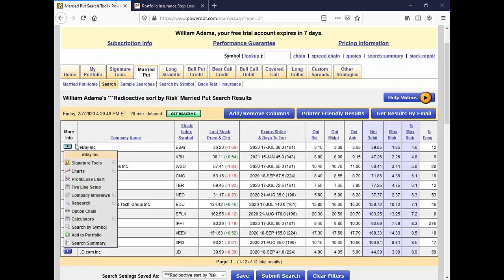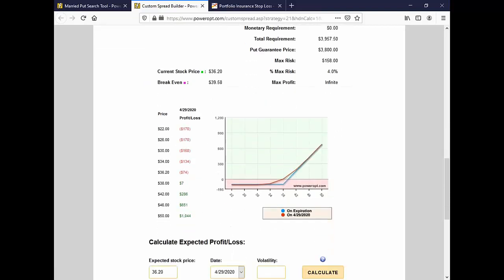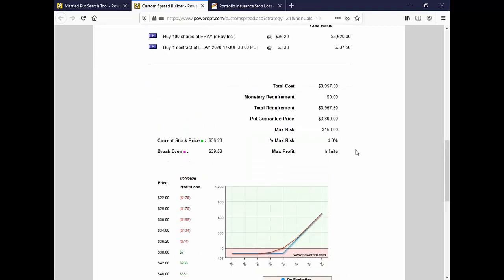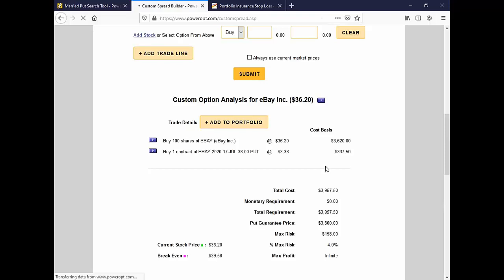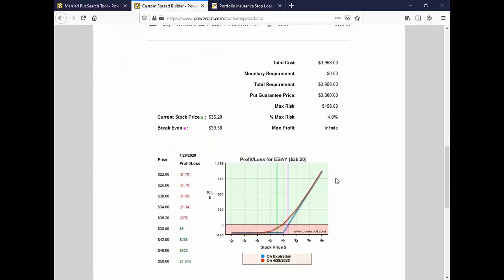All right, well, let's take a look here. We'll go to the profit and loss chart. Okay, so here at the midpoint, we have a risk of only about 4% on this position. Stock trading at 36.20. We hold the 38 put. The risk is 158. That's what I have to cover, not the 310.